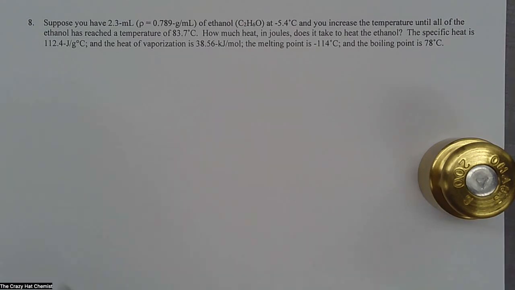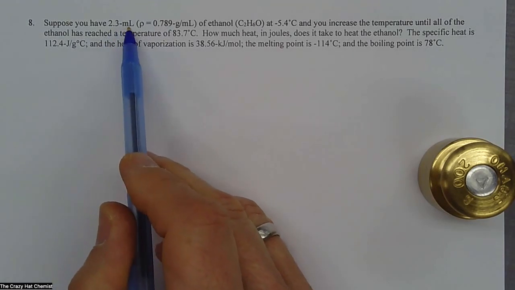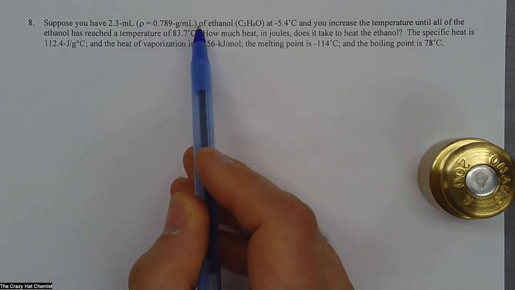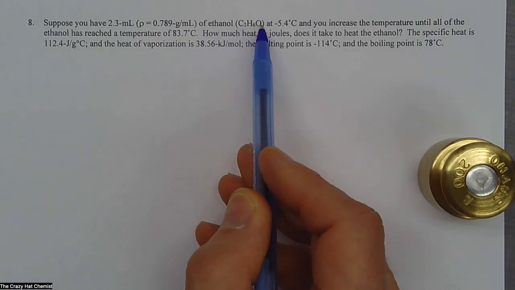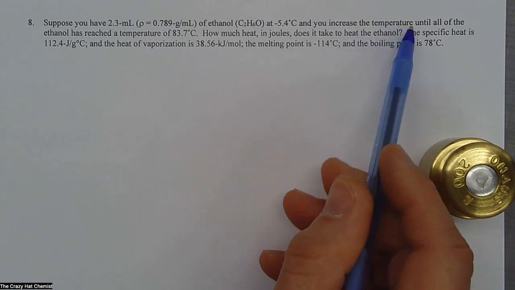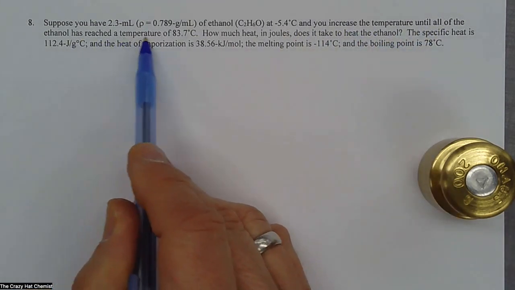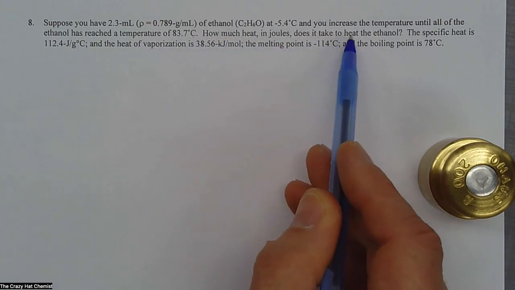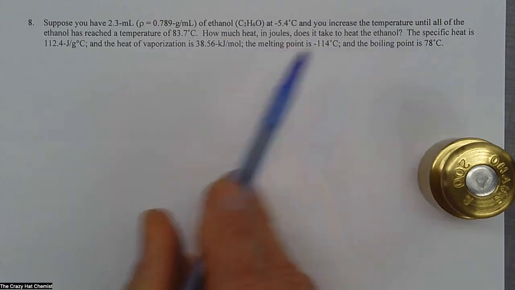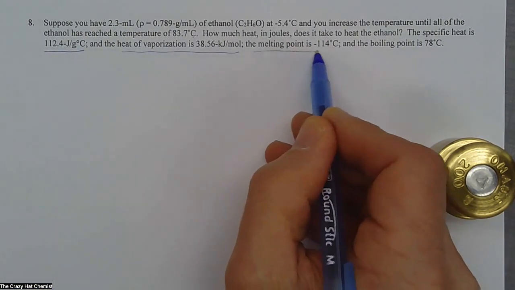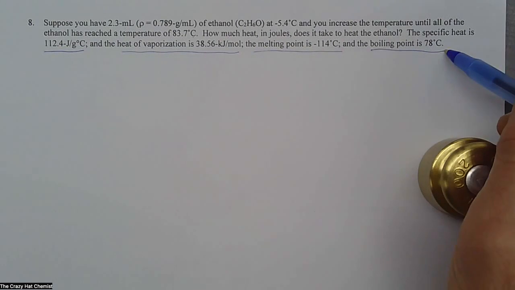All right, so suppose you have 2.3 mL, density 0.789 grams per mL, of ethanol, C2H6O, at negative 5.4 degrees Celsius, and you increase the temperature until all of the ethanol has reached a temperature of 83.7. How much heat in joules does it take to heat the ethanol? The specific heat is, the heat of vaporization is, the melting point is, and the boiling point is.